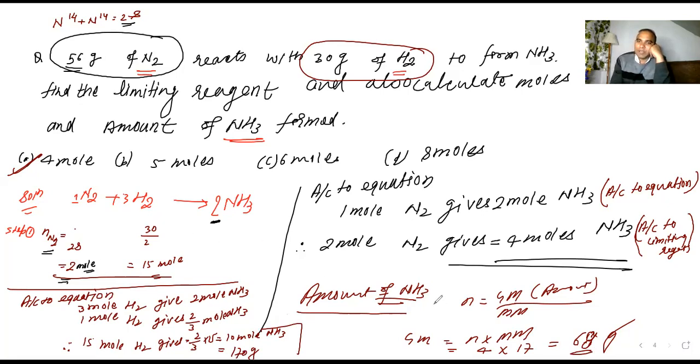So did you understand this one? You need not calculate for both N2 and H2. Only with the help of step number 2, you get to know which is the limiting reagent. Then you calculate for that. If they ask which is the excess reagent, then in this question it will be H2. So this is our answer. Can I erase this one? Okay, thank you very much.